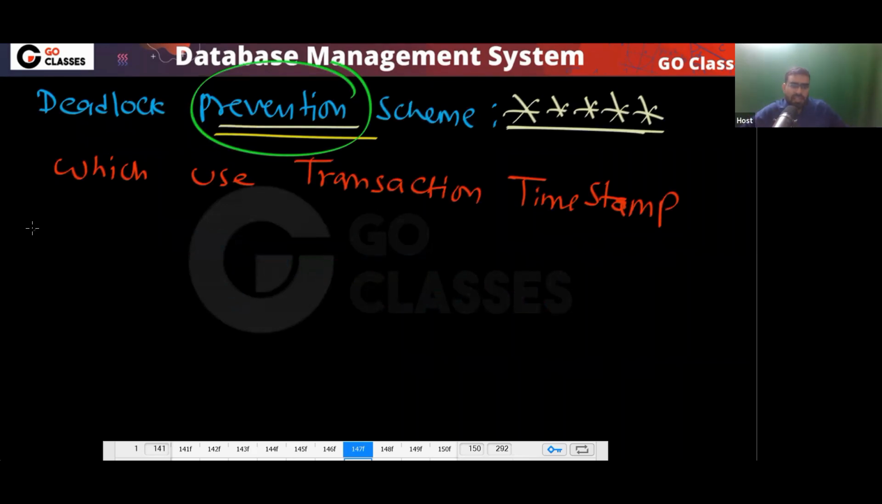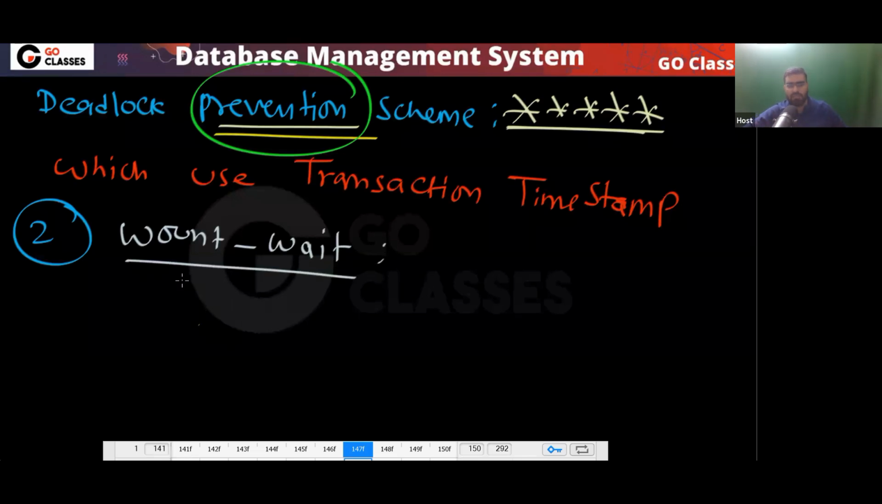The second scheme is wound-wait. This is the other scheme, wound-wait. So tell me, who will wound and who will wait? Who can wound the other person? One of them will wound the other person. Old can wound the other person.